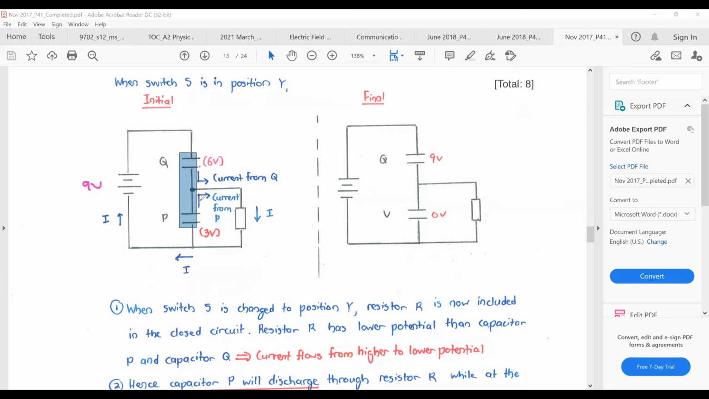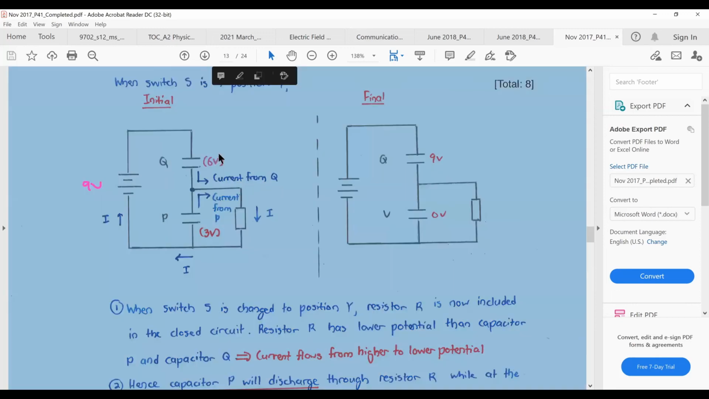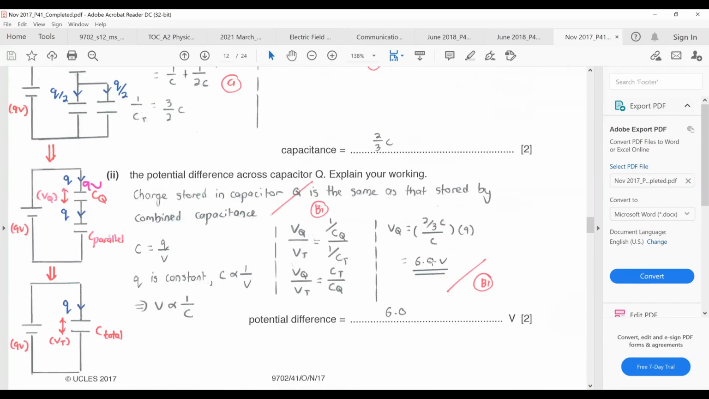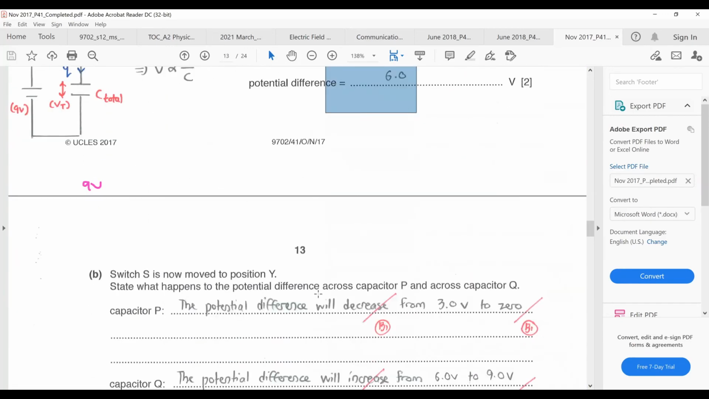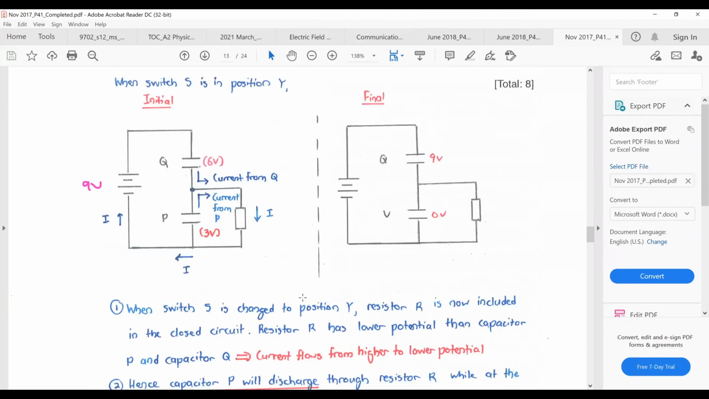So these two capacitors are fully charged already. The total voltage must be equal to 9. In the previous question, you already found out that the voltage across capacitor Q is 6 volts. So likewise, this one must be 3 volts.